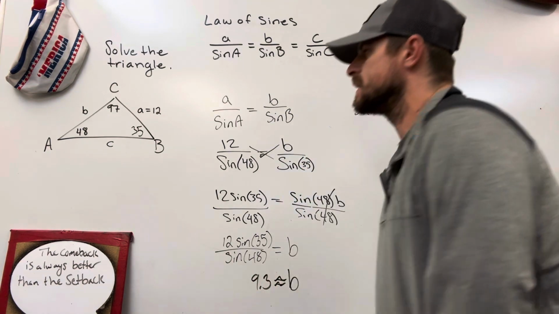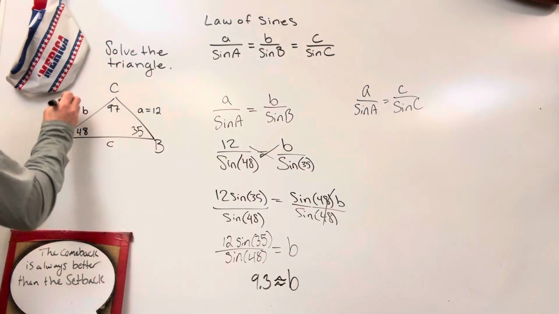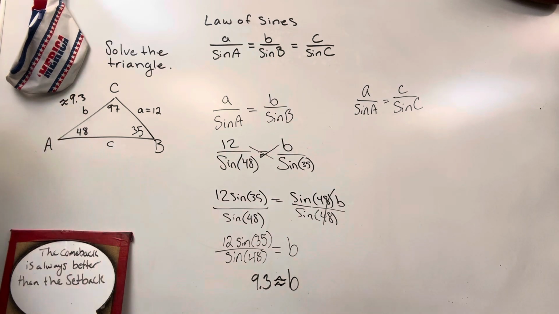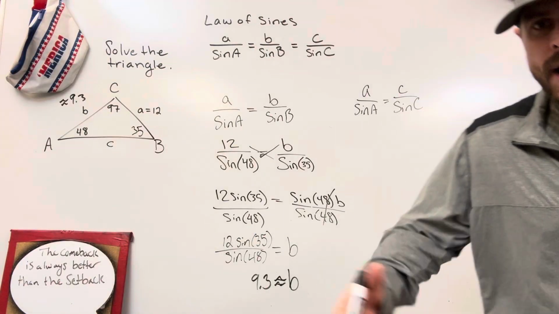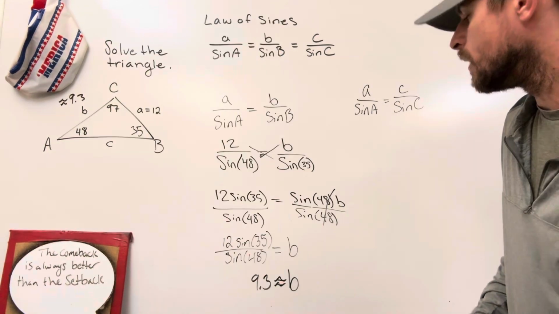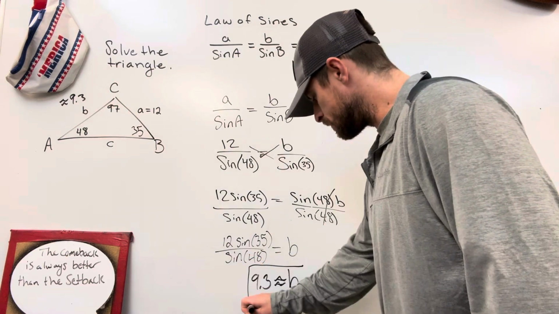This is approximately 9.3 in distance. So if this side was 12, side B is approximately 9.3, okay? The only reason I'm saying approximately is because I had to round it. We all saw that that decimal goes for quite a while, so there's no need to give all that decimal. So good, we found B.